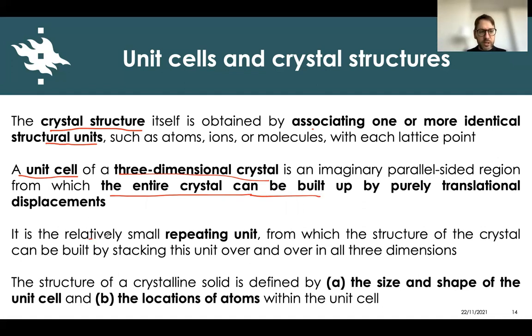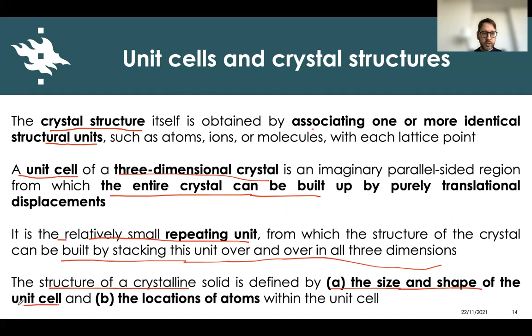So it's the relatively small repeating unit. So the unit cell is the relatively small repeating unit from which the structure of the crystal can be built by stacking this unit over and over in all three dimensions. And therefore, the structure of a crystalline solid is defined by the size and the shape of the unit cell and by the location of the atoms within the unit cell. So these are two important parameters to define the structure of a crystalline solid: the size and shape of the unit cell, and the locations of the atoms within the unit cell.